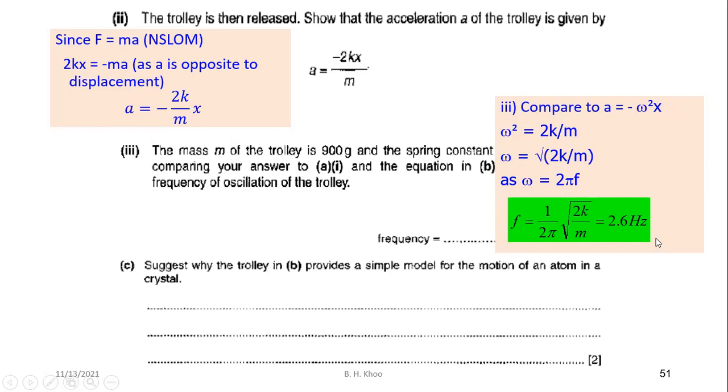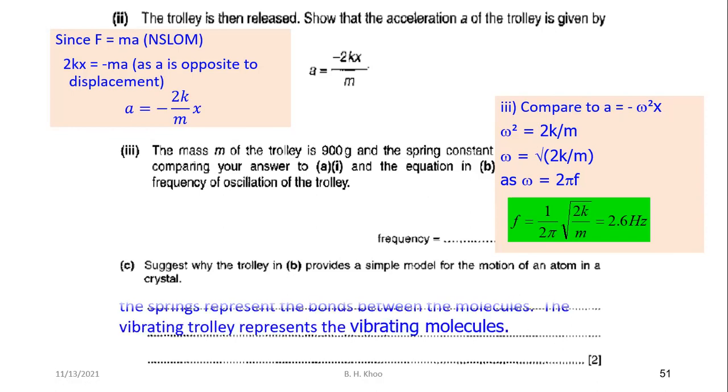Suggest why the trolley provides a simple model of the motion of an atom in a crystal. The trolley can represent an atom or ion. The two fixed points can also represent your other two atoms. The springs can represent your intermolecular force or your bond, your elastic bond. That's all.